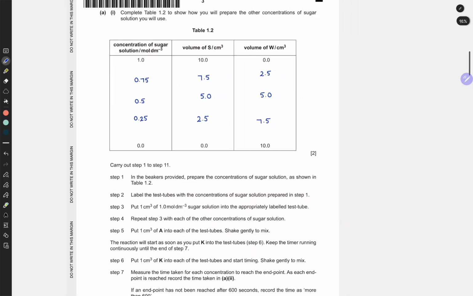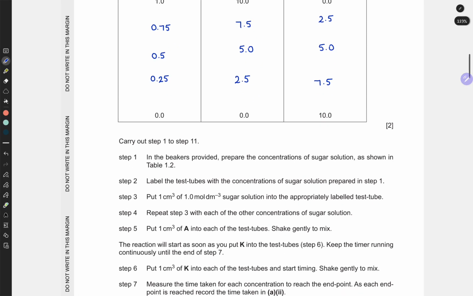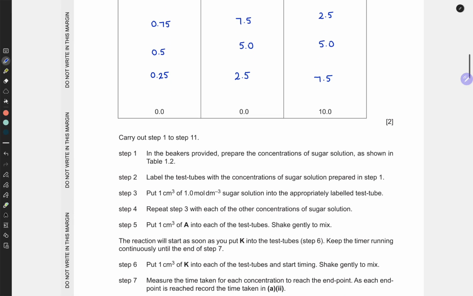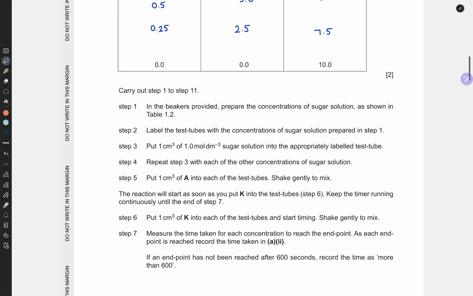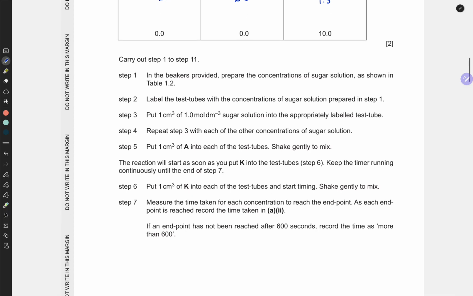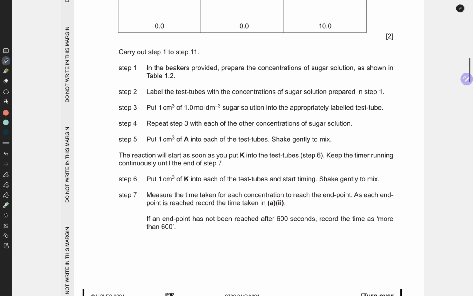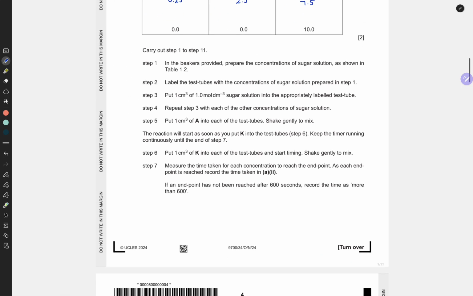Then carry out step 1 to step 11. Step 1, in the beakers provided, prepare the concentrations of sugar solution as shown in table 1.2. Label the test tubes with the concentrations of sugar solution prepared in step 1. Put 1 cm^3 of 1.0 mol dm^-3 sugar solution into the appropriately labeled test tube. Repeat step 3 with each of the other concentrations of sugar solution. Then put 1 cm^3 of A into each of the test tubes.